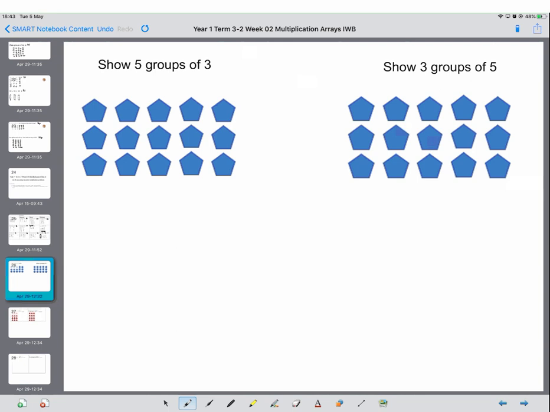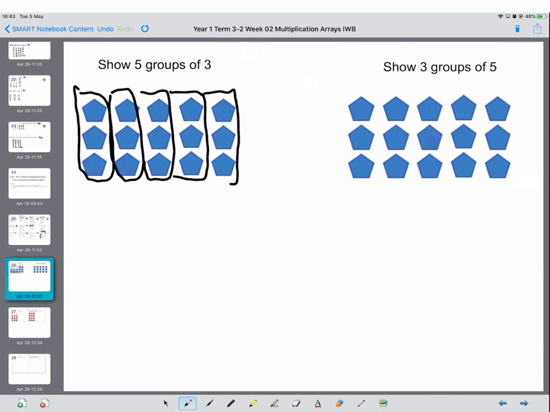So firstly, we've got 5 groups of 3. So this is 1 group of 3. This is 2 groups of 3. 3 groups of 3. 4 groups of 3. And 5 groups of 3.